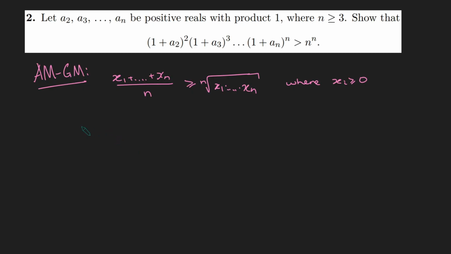Okay, so this solution relies on the AM-GM inequality, the arithmetic mean geometric mean inequality. This says that if you take the arithmetic mean of n numbers, so you add them up and divide by however many numbers there are, that's going to be bigger than or equal to the nth root of the product of those numbers, in other words, the geometric mean of those numbers. For this to be true, we need all the xi to be at least 0. And if we want equality to occur, in other words, this side to equal this side, we need all of these xi's to be the same.